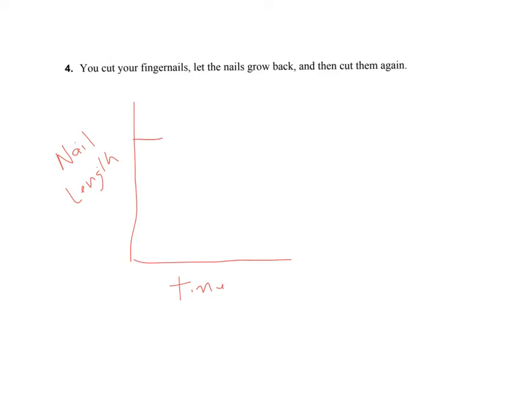When you cut them, I'm going to drop it to right here, and maybe you could represent that as a line. You're going to drop them, and then they're going to start to grow back. And we should have like a positive line. And then you cut them again. And probably this should show a positive line, because the length is going to continue to grow. And that's how you would do 4.